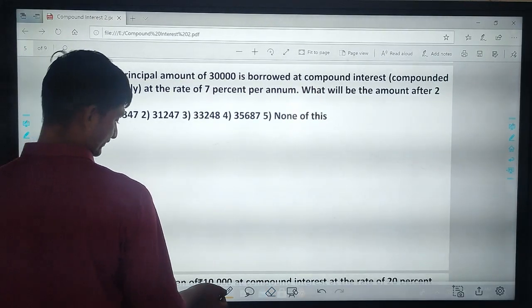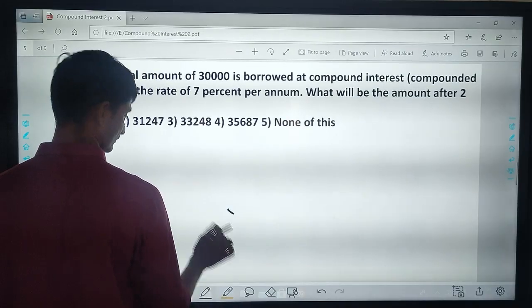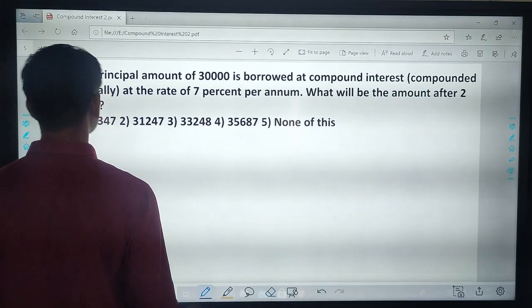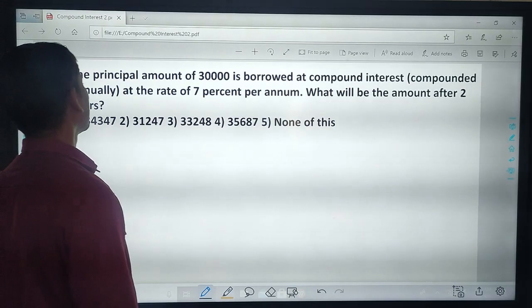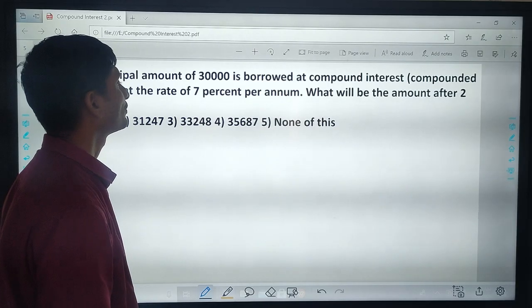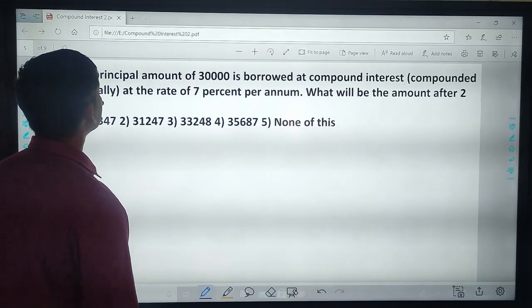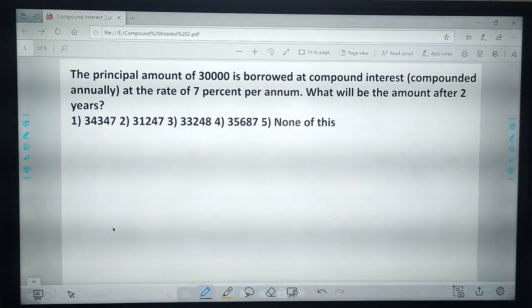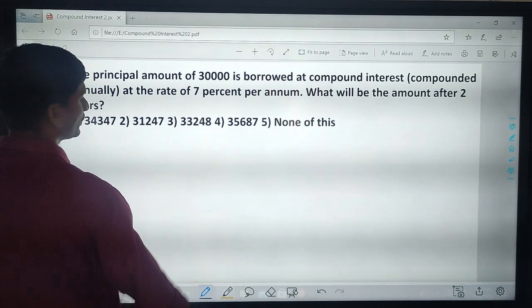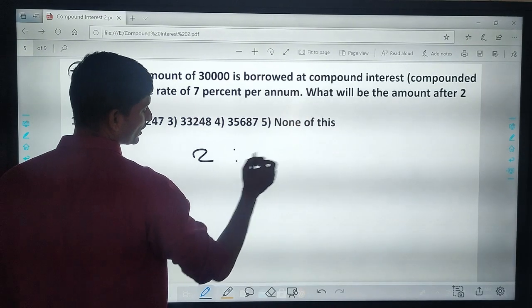The principal amount of 30,000 is borrowed at compound interest, compounded annually at the rate of 7% per annum. What will be the amount after 2 years? Now firstly we find the interest for 2 years, or the amount after 2 years. Here we calculate the interest by formula 2:1.